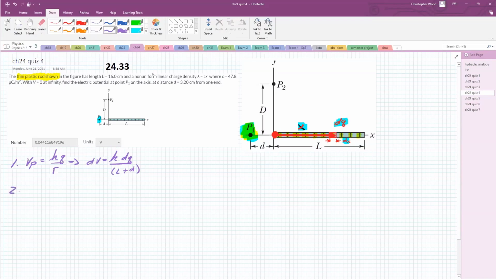This is non-uniform. So this throws a wrench in everything. Okay. So I'm still going to go with lambda is charge per length. And if you wanted to, you could say, well, okay, charge per length is big Q over big L. But you know what? I'm not going to say that here because I actually have to say dq over dx because lambda is non-uniform.